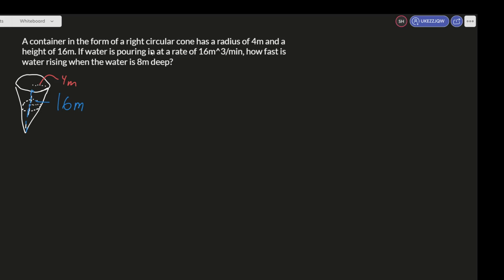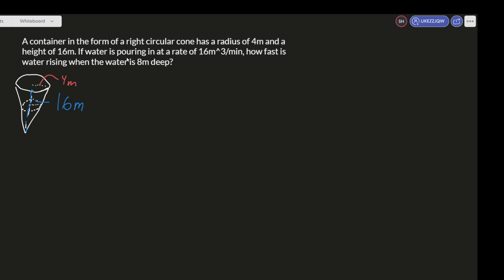A container in the form of a right circular cone has a radius of 4 meters and a height of 16 meters. If water is pouring in at a rate of 16 cubic meters per minute, how fast is water rising when the water is 8 meters deep?